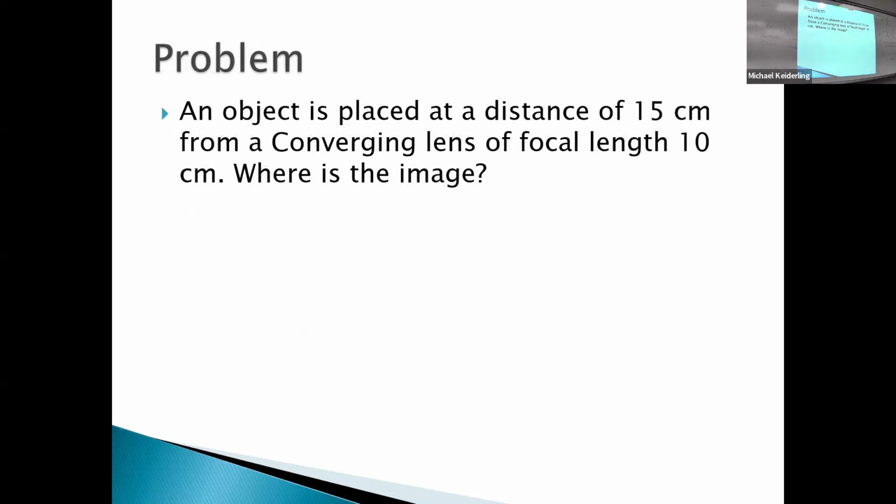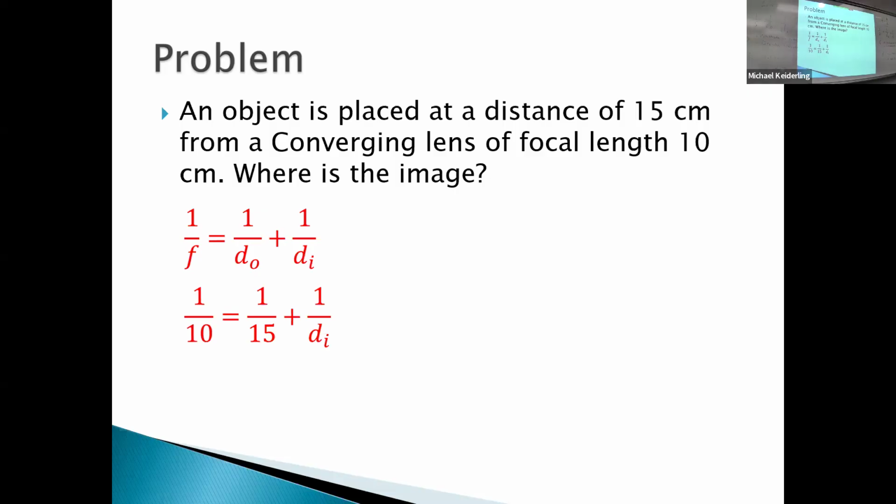So if you have an object placed at a distance of 15 centimeters from a converging lens of focal length 10 centimeters, where is the image? So 1 over the focal length equals 1 over the distance to the object plus 1 over the distance to the image. That's 1 over 10 centimeters equals 1 over 15 centimeters plus 1 over DI.